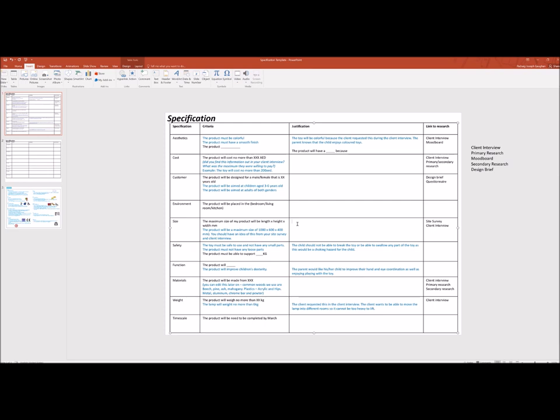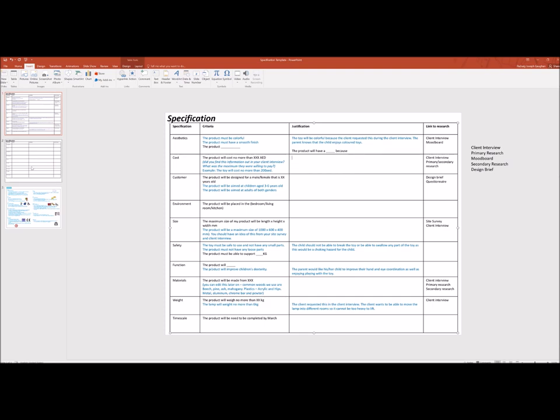And in your justification, you've got to explain why you have given it this. So if we went back to the cost point, the product will cost no more than, let's say, 500 dirham. I found out this information from completing my client interview. You could also say that I also found out from doing my primary and secondary research that similar products were of the same price range. And then that would be a perfect specification for that.